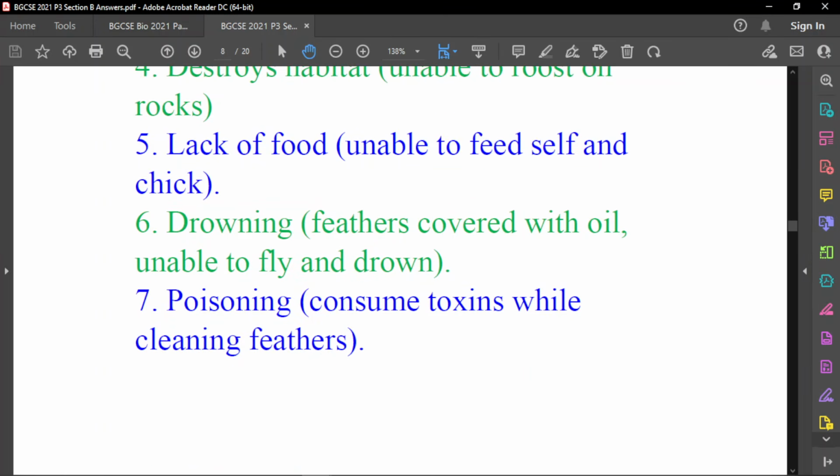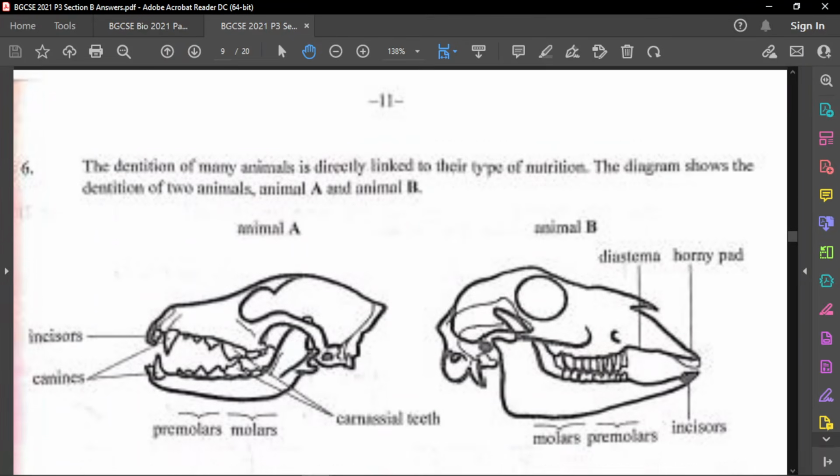All right, the 7th option here is that poisoning could also take place. The birds may consume the toxin from the oil while they're cleaning their feathers. Not only that, they may eat poisonous fish or poisonous organisms that absorb the poison or toxin from the oil. All right, so we are finished with that question.